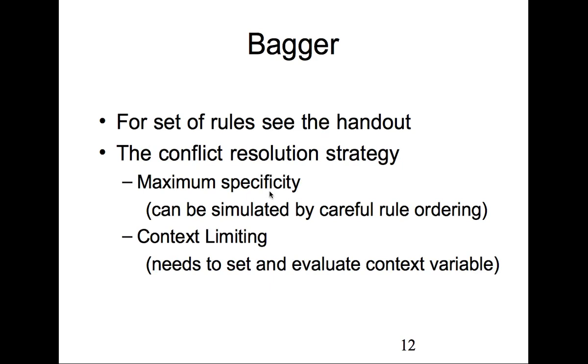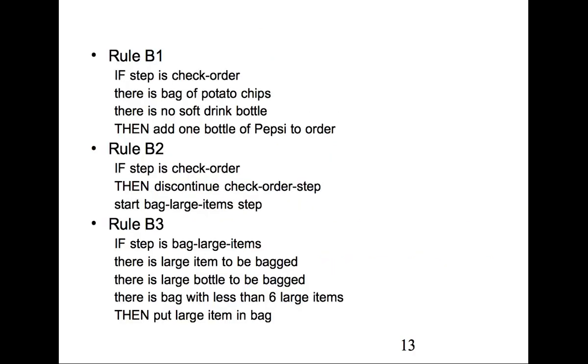So you can have a couple choices in terms of this problem scenario. Maximum specificity, which can be simulated by careful rule ordering. Or context limiting, where you set and evaluate a context variable. Well, we're probably going to use a context limiting one. We're going to look at what we have to put in the bags, and figure out, all right, let's limit the context. How many big items do we have?